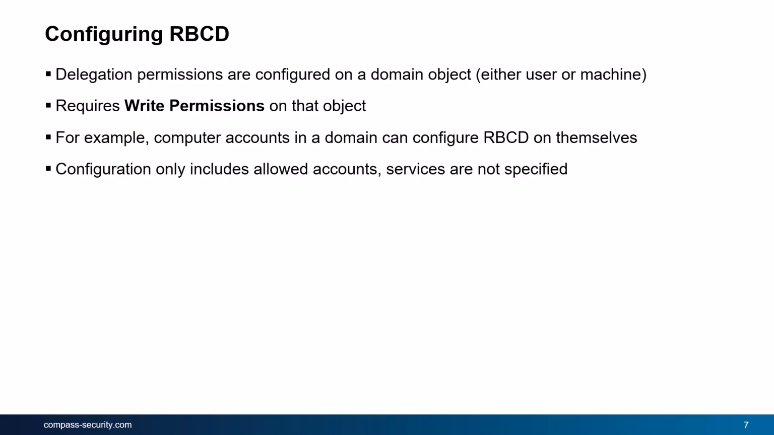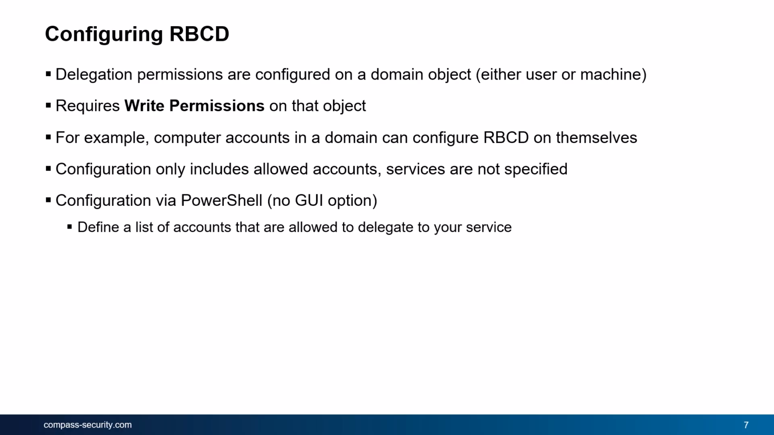Whenever you configure resource-based constraint delegation, you only define which accounts, so front-end systems essentially, are allowed to delegate to you. You don't specify a list of allowed services anymore, as was the case with constraint delegation. So it's only system A and B, but not HTTP or MS SQL or LDAP or whatever other services come to mind. The configuration has to be done via PowerShell. There's no built-in UI option in the administrative tools offered by Windows.